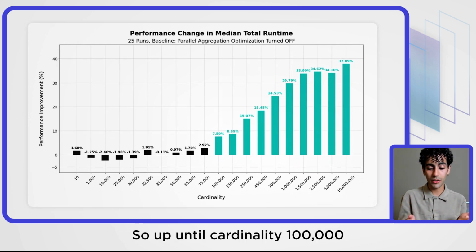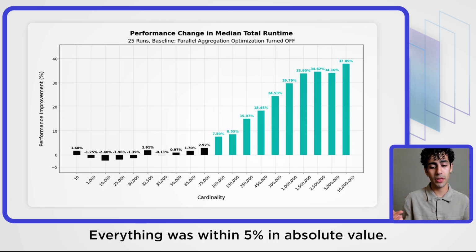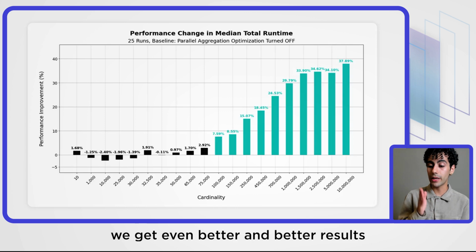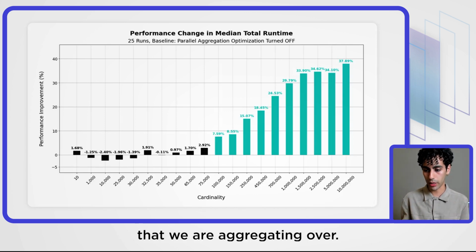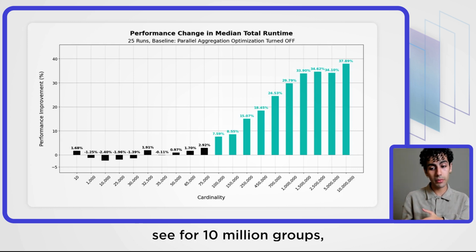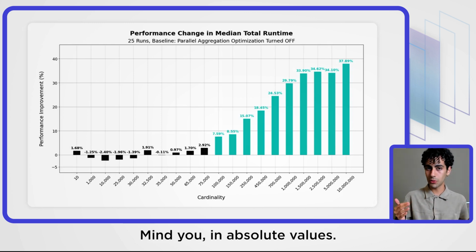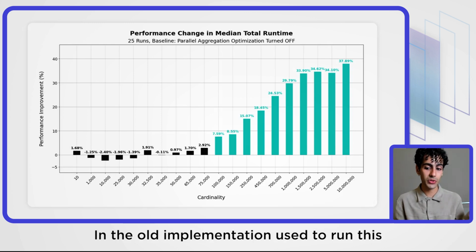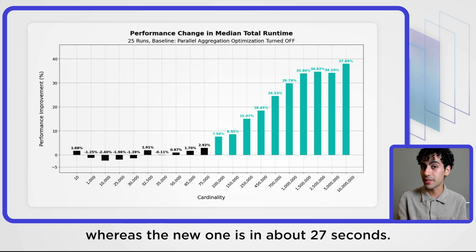So up until cardinality 100,000, we did not see a significant difference. Everything was within 5% in absolute value. And then after that, you see we get better and better results the more groups that we are aggregating over. So in the end, for 10 million groups, we have about a 38% performance improvement. Mind you, in absolute values, the old implementation used to run this in about 40 seconds, whereas the new one is in about 27 seconds.